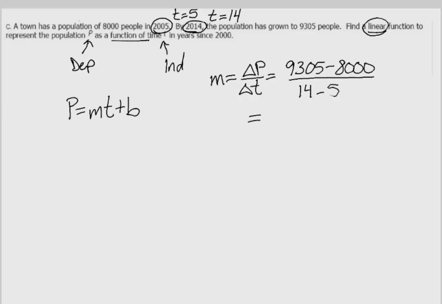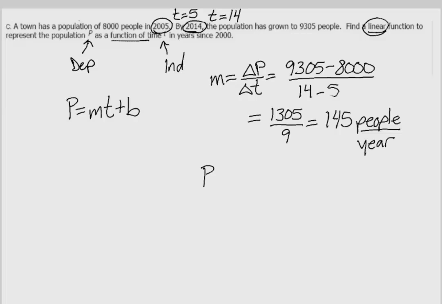So 9,305 minus 8,000 will be 1,305, divided by 14 minus 5 is 9, so I will get 145. The values on the top were both population values, so that's people. The values on the bottom were both years, so I get 145 people per year.